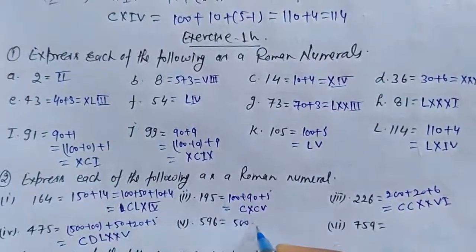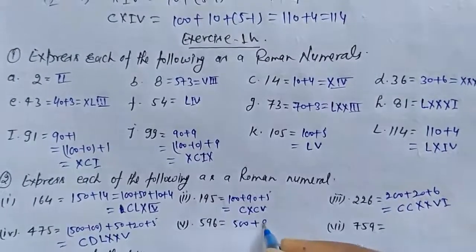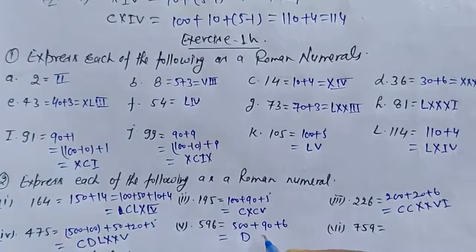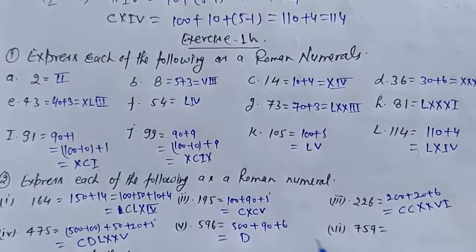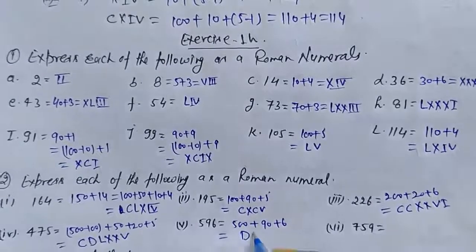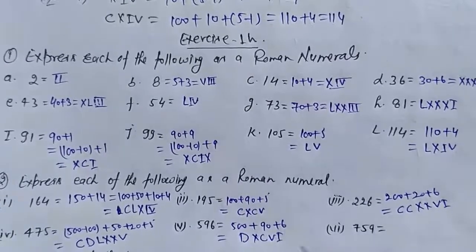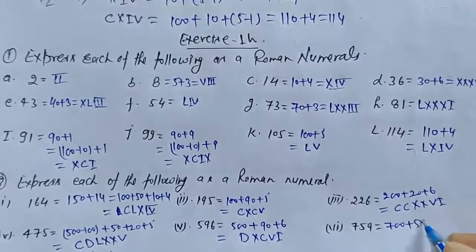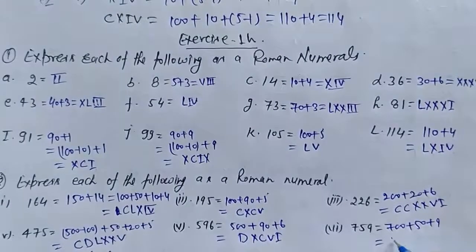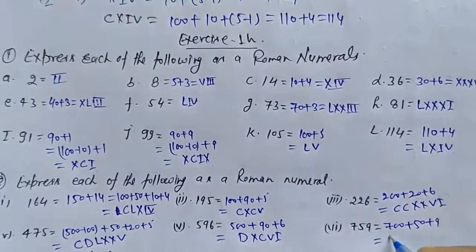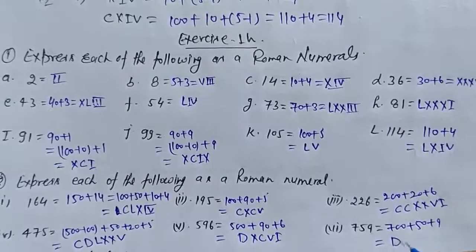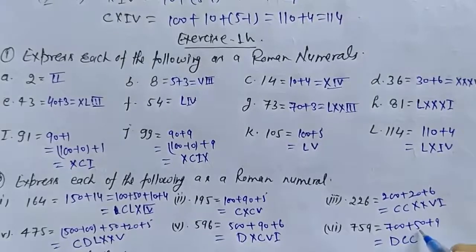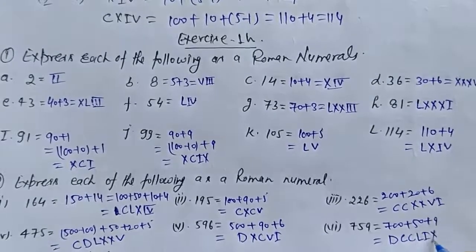596 is 500 plus 90 plus 6. 500 is D, and 90 is 100 minus 10, that is XC, and VI represents 6. 759 is 700 plus 50 plus 9. 700 is D for 500 and 2 times C for 200, 700, 50 for L and IX for 9.